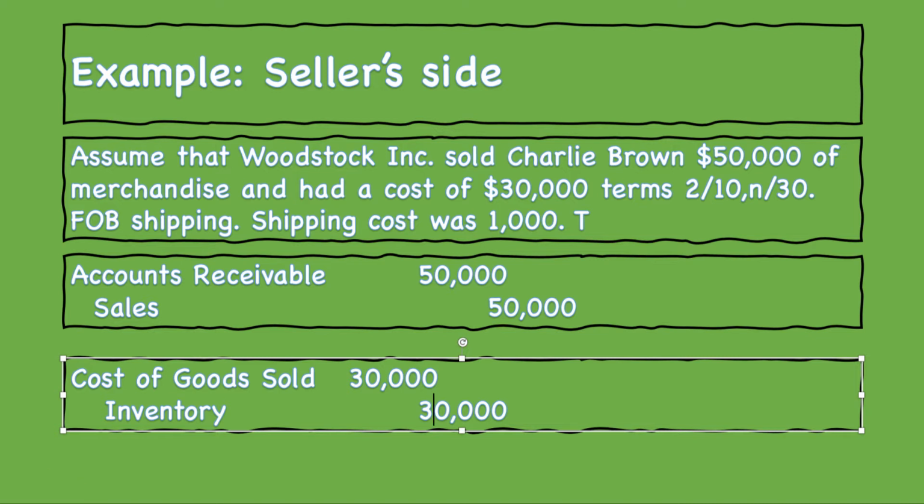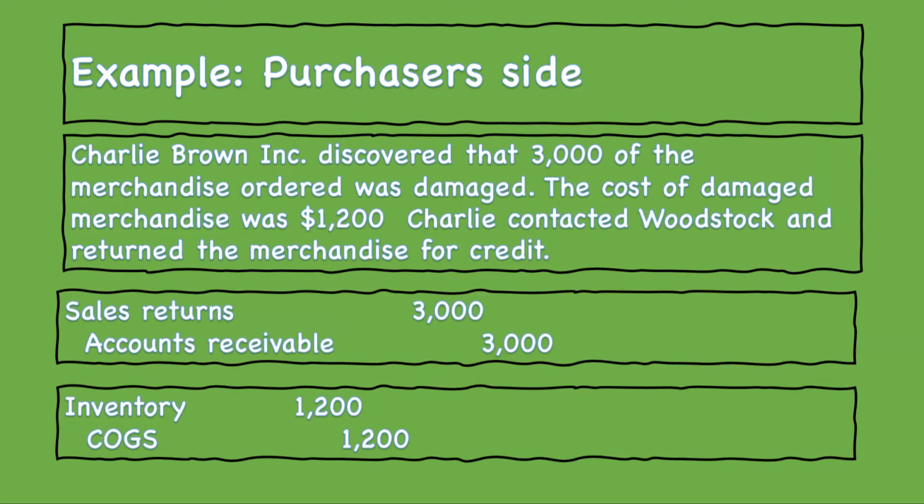Okay. So the next thing we need to look at is what happens if we have a sales return. Basically, hopefully we remember from our last video, Charlie Brown got 30 grand worth of merchandise, and 3 grand of it was damaged. He said, I don't want it. Woodstock Incorporated, take it back. Give me a credit. We know that the cost of that merchandise to us was $1,200. So, Charlie contacted us at Woodstock Incorporated, and he wanted to return the merchandise for a credit. We said, no problem. We'll take care of that for you.